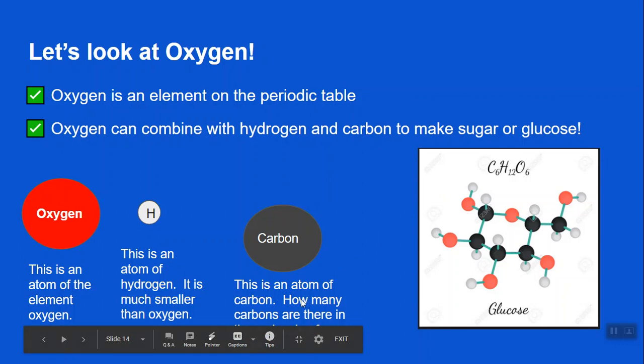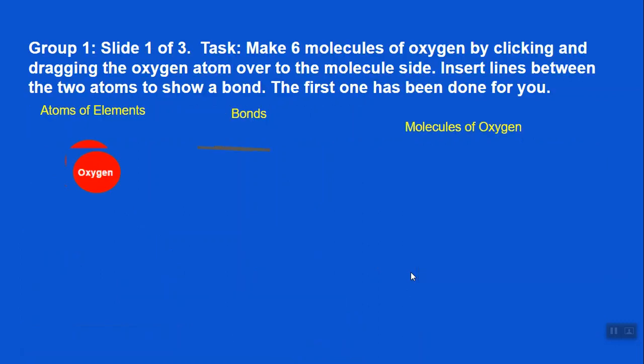So the question here is, how many carbons are there in a molecule of glucose? And the answer, we can't see it right now, but it just should have screened in. There it is. 6. There are 6 carbon atoms in this molecule of glucose.